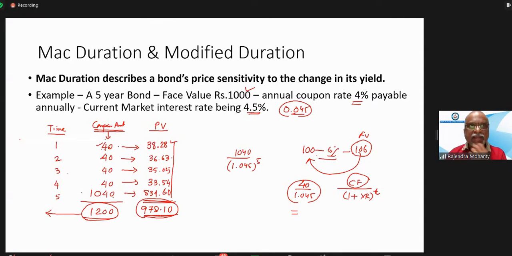Okay, so next step we have to follow. So this is the present value. Now to get the MAC duration, how to arrive at MAC duration? For that, another step has to be followed. So that step is the next column.